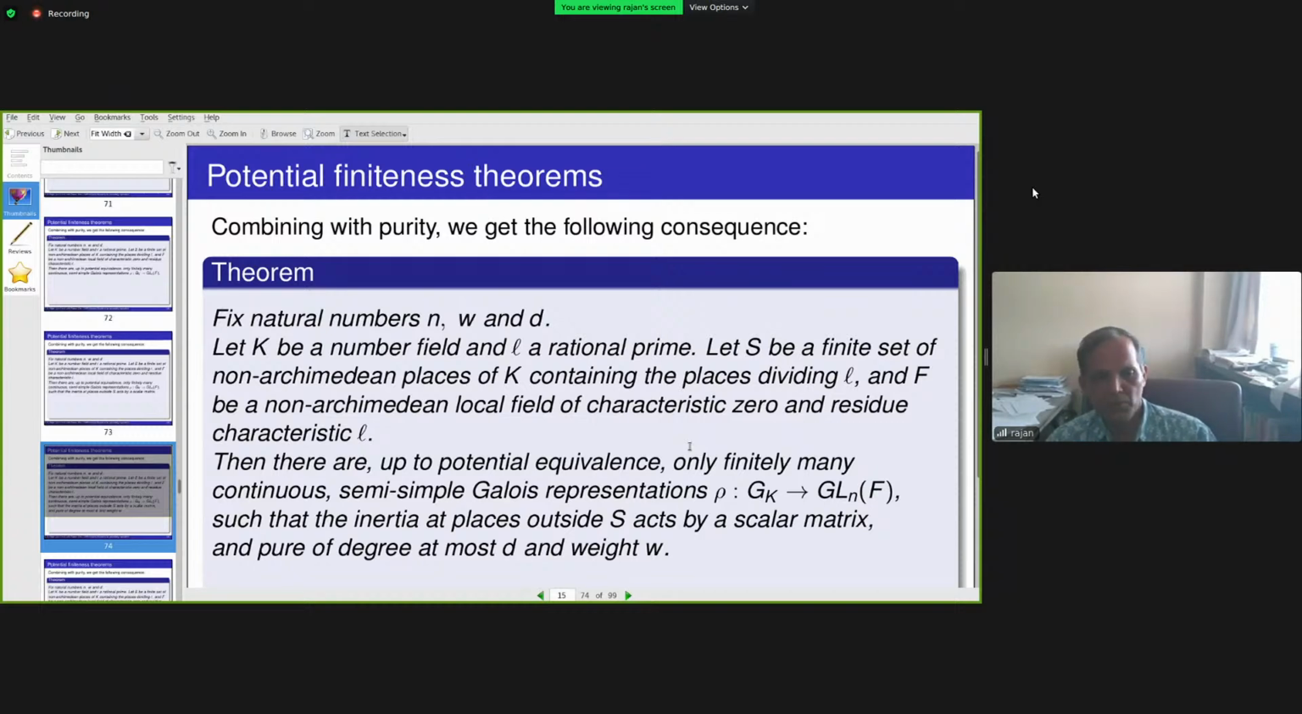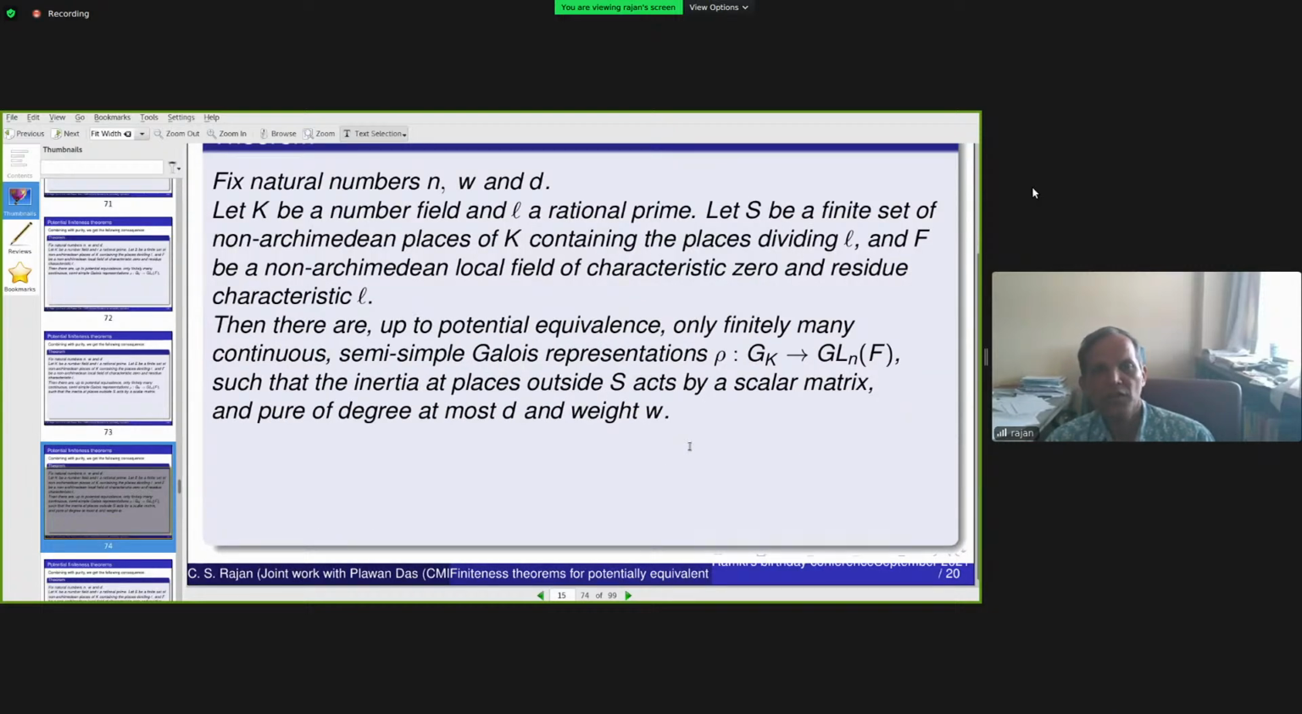And so this is a theorem, if you assume some purity. Pure means, again, that the eigenvalues of the Frobenius or Frobenius powers are pure of whatever weight, at most D and weight W. So that is what one can state.